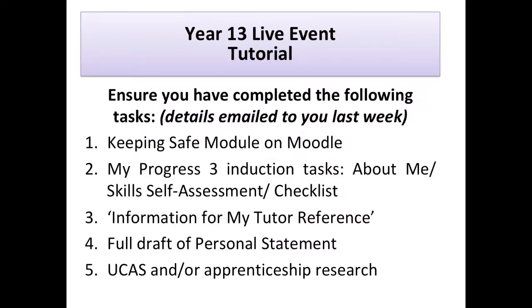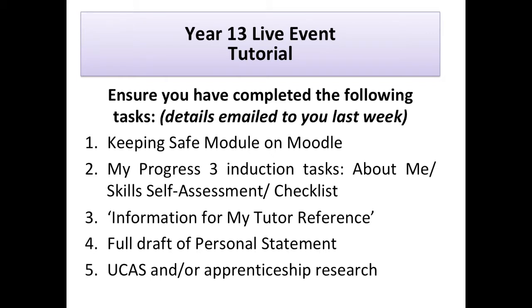So last week you would have been sent an email which had a variety of different tasks that you needed to complete as you didn't have a tutorial session. So those included completing your Keeping Safe module on Moodle, the My Progress 3 induction tasks, About Me, skills assessment and checklist. Now, although you might not be considering university, it's still really important that you complete the information for my tutor reference. Now, instead of your personal statement, you might be working on things like your apprenticeship research instead. Now, for these things, one of the questions that students sometimes have is, what should I be doing with this information? The answer is, keep a hold of it right now.